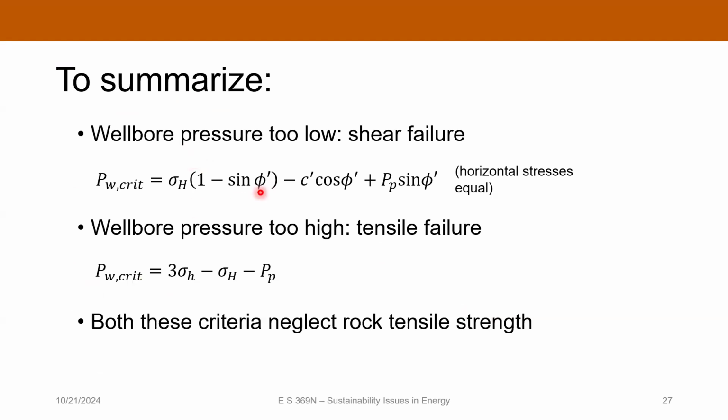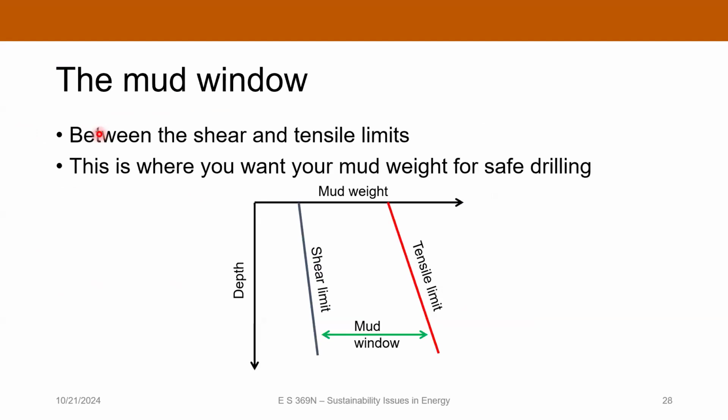Again, the assumptions here are that the horizontal stresses are equal for the shear failure limit, and we're neglecting the tensile strength of the rock in both cases. Okay, so these critical pressures now allow us to define something that in oil and gas drilling we call the mud window. And what the mud window represents is the range of drilling fluid densities that you have to stay between so that you don't cause tensile or shear failure, okay?